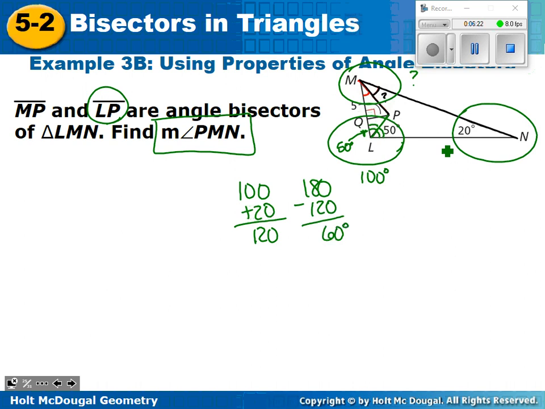Is that our answer for what they're asking, though? No, we have to split it in two because we know that MP is an angle bisector. So if this big angle is 60, then this line right here is splitting that into two congruent parts. So what is our measure of angle PMN? 30 degrees. Does that make sense? Okay.